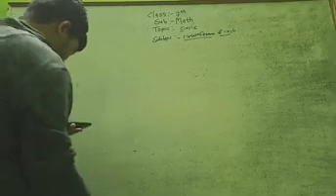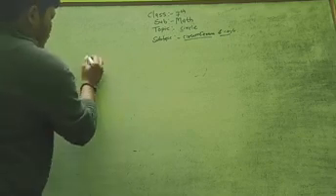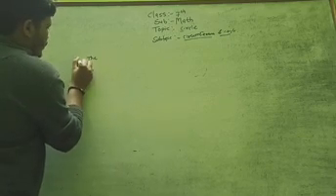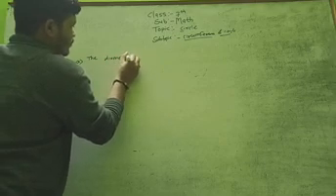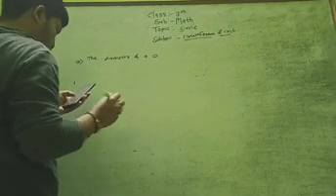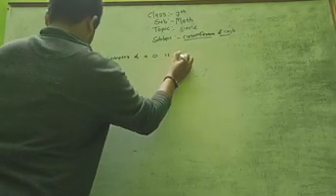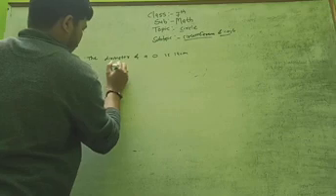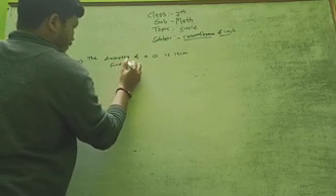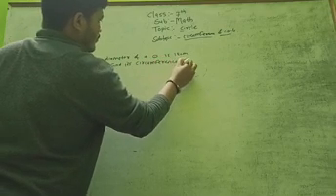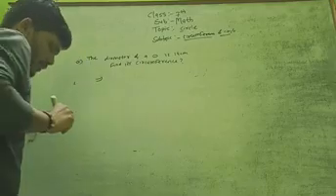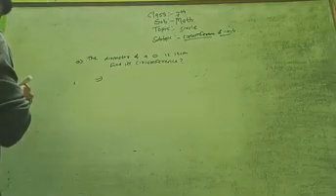Now what is the first problem? The diameter of a circle is 14 centimeter. Find its circumference. So this is the basic problem.